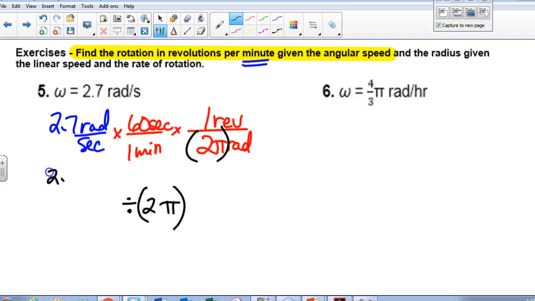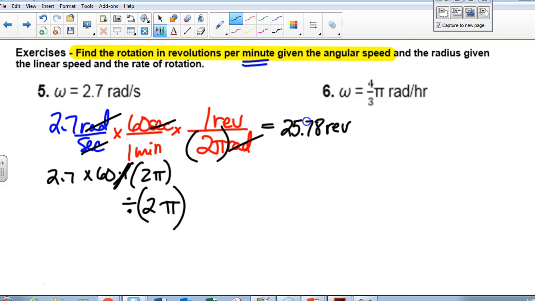All right, so type 2.7 times 60 divided by parenthesis 2 pi. The seconds cancel, the radians cancel, and we end up with what? 25.78 revolutions per minute, or you can just write RPMs.